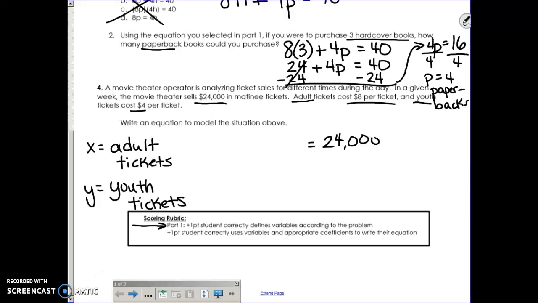Okay? Each adult ticket is $8, so I need to do 8 times my adult tickets, which is X. And they're going to be added to the youth tickets. $4 per youth ticket means it's 4 times Y. Okay, there's my equation. All it does is say to write the equation. Check my rubric. 1 point for correctly defining, which I did. 1 point for correctly using the variables and appropriate coefficients to write the equation. I did that too. So we're done.